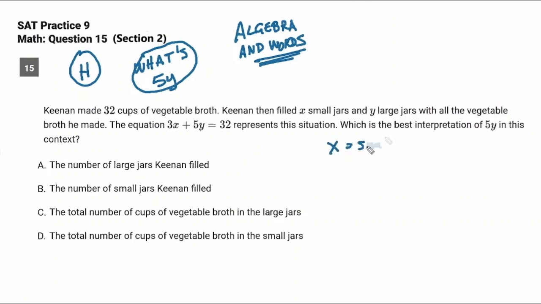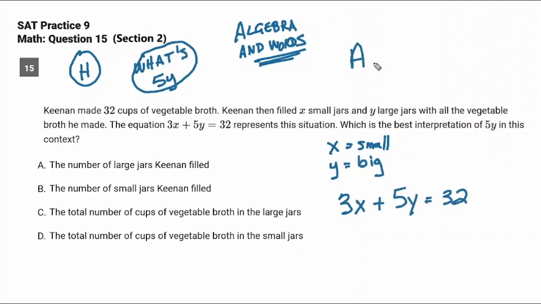It's small jars. And what's Y? It's big jars. What else do we have? We have an equation, 3x plus 5y equals 32. On algebra and word problems, you're going to want to cross off, so write A, B, C, D.